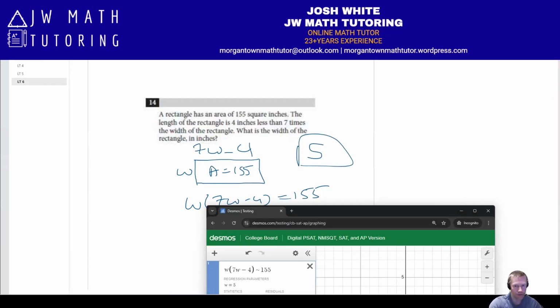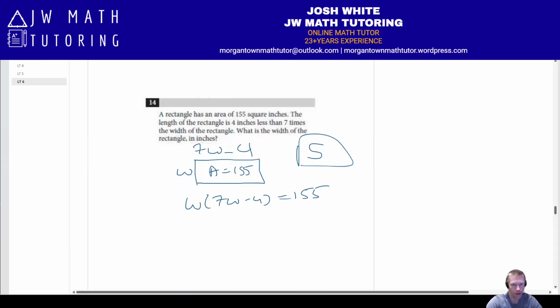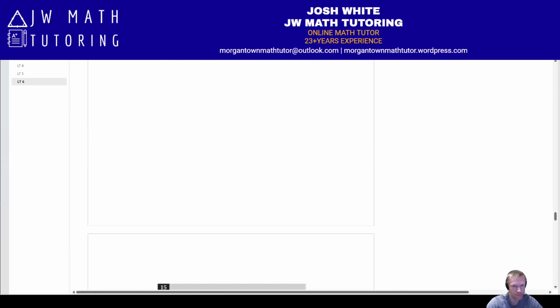If you are not familiar with regression or don't want to use regression, and you want to use an equation, then you do have to change everything, say, to X or to Y. And if you change it to X, you look for the vertical line. And notice there's one right here at positive 5. We ignore the negative 4 point, because we don't have negative dimensions. So that's how you could solve the equation that you set up in Desmos.